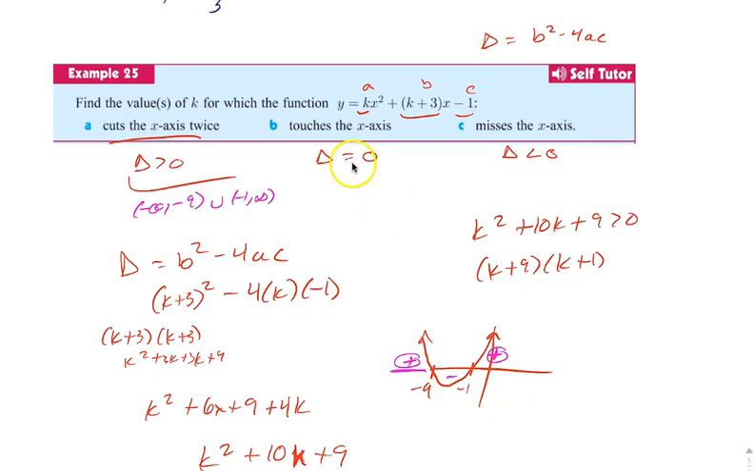When does it equal 0? When does my equation equal 0? The x-intercepts, negative 9 and negative 1. And when is it less than 0? When the graph is below the x-axis, so in the middle right here, from negative 9 to negative 1. And that's the idea.